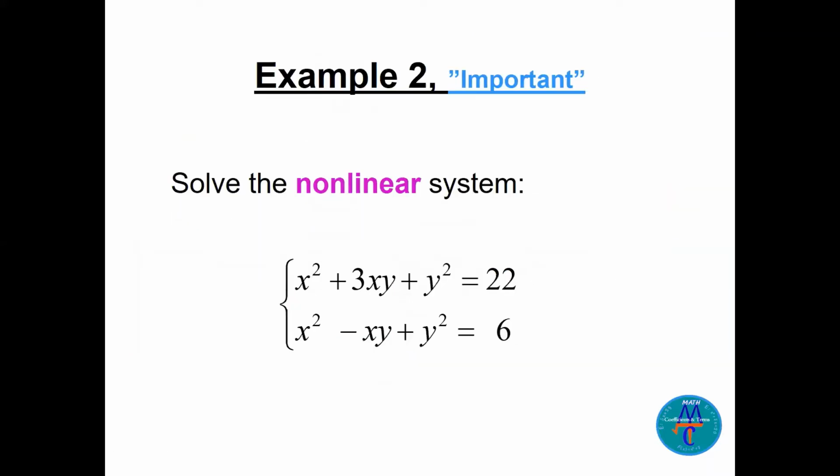This is not an easy question. Let's solve this nonlinear system. We have x squared plus 3xy plus y squared is equal to 22, and x squared minus xy plus y squared is equal to 6. You can pause the video if you like, please, for a minute or so. Try it and see what we can do. If you are ready, let's go to the solution.